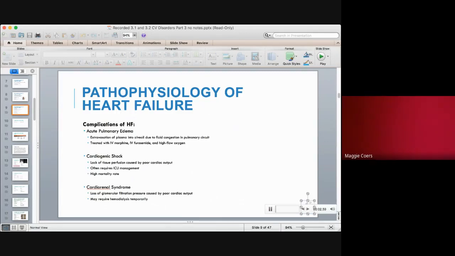All right, so these are the three main complications of heart failure. First of all, we have acute pulmonary edema. And this is because fluid buildup in the alveoli happens, okay, with that ventricular failure, and we can't get gas exchanged. So we treat acute pulmonary edema with IV morphine, IV Lasix, and we also give high flow oxygen to really get that oxygen into the lungs and as much of it into the bloodstream as possible.